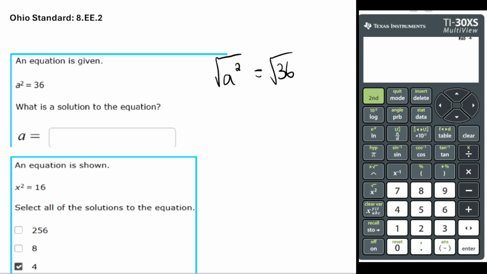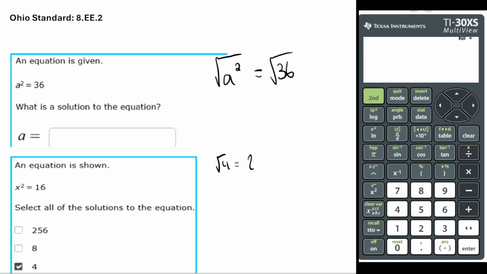And what a square root represents is finding a number that you can multiply by itself to get the number in the square root. For example, the square root of 4 is 2, because 2 times 2 equals 4. Now, important thing to know.